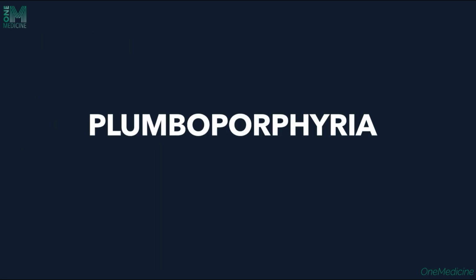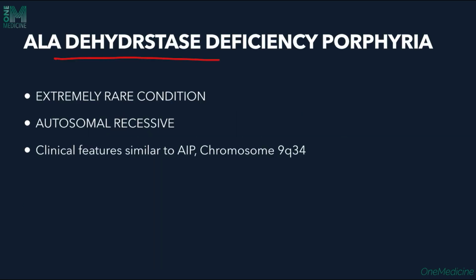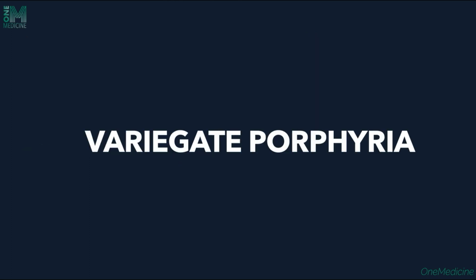Next, coming to plumboporphyria. It's also called ALA dehydratase deficiency porphyria because the enzyme is deficient here. It is an extremely rare condition and autosomal recessive, and clinical features are similar to acute intermittent porphyria, and chromosome 9q34 is affected here.